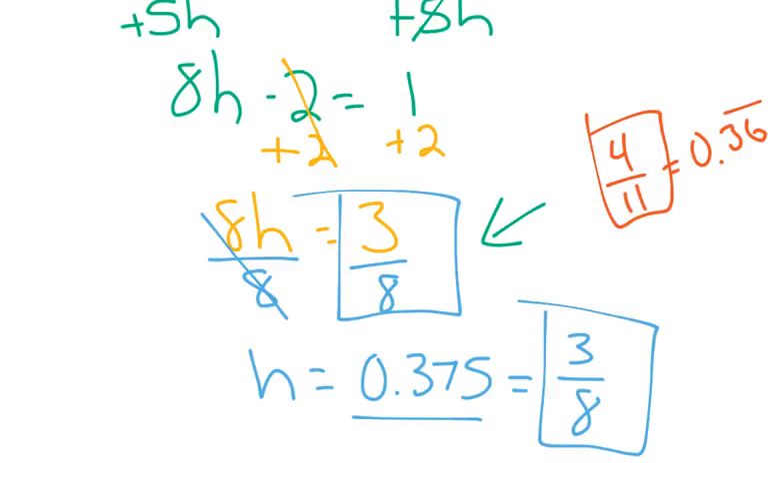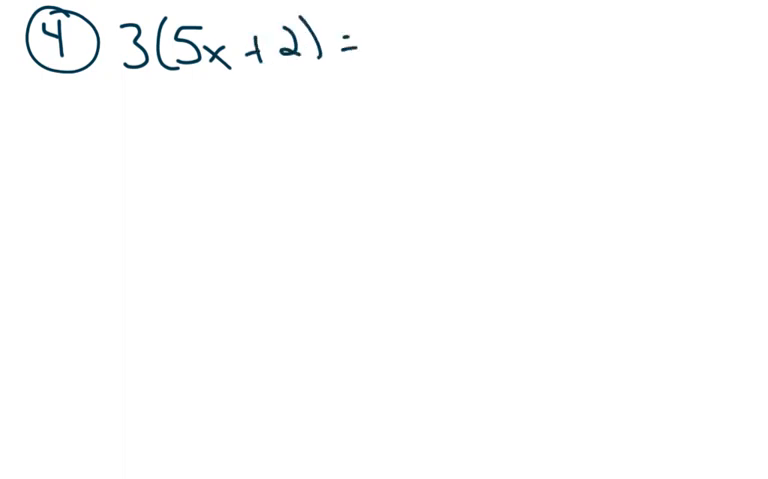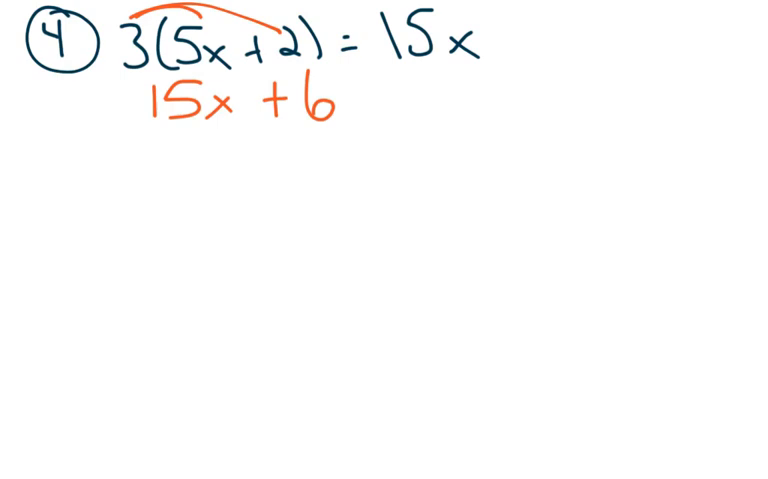All right, I do need to go over a couple more examples here for you because they're a little different. So that was number 3, so this will be number 4. Number 4, how about 3 times 5x plus 2 is equal to 15x. Okay, same thing. 3 times 5x is 15x. 3 times 2 is positive 6. And I've got 15x on the right-hand side.